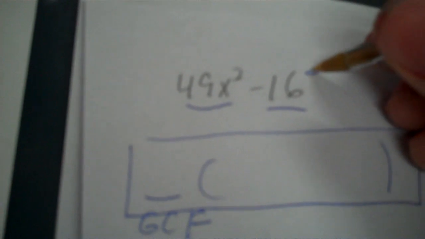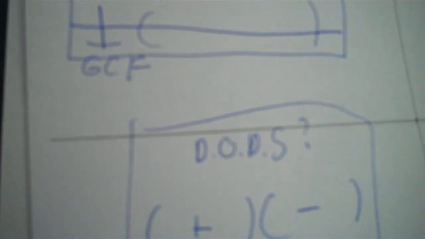Okay, so there's not an x in the final slot. Okay, there's not a negative in the front slot, so no x, no negative. Now 16 and 49. Is there a number that goes into 16 and 49? There's 16, no 49. There's 16, there's no 49, so that leaves you to 1. Okay, so if it's 1, we ain't doing it. Okay, so we will not be doing the GCF.